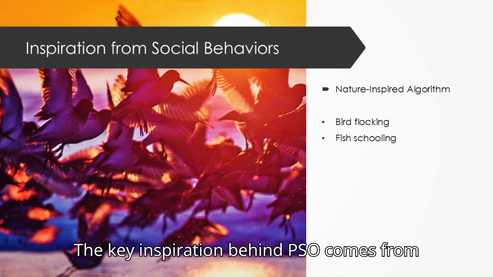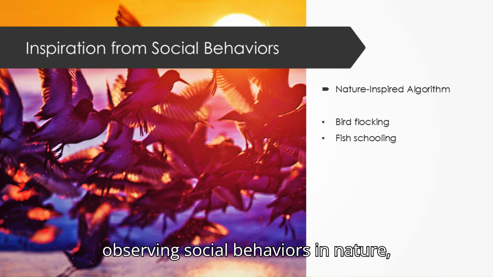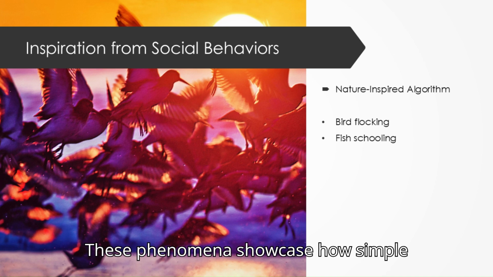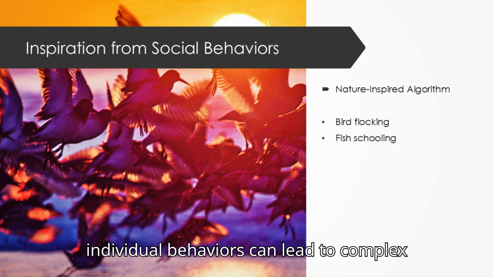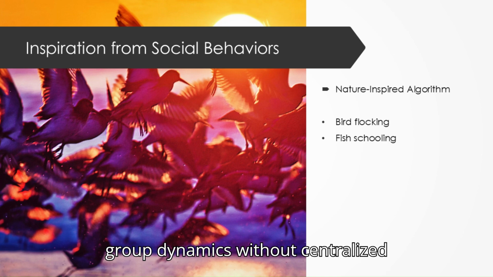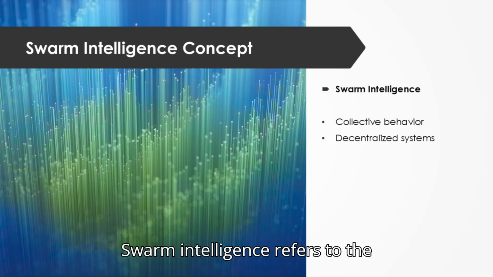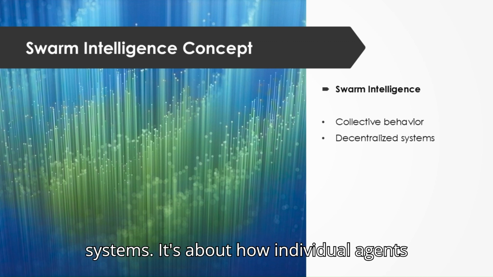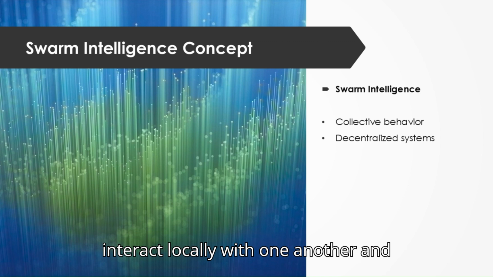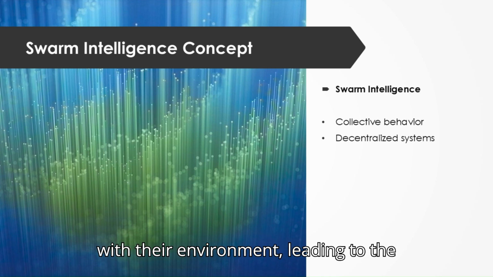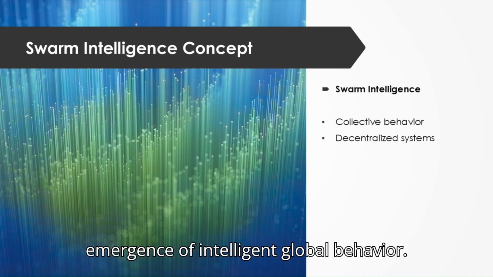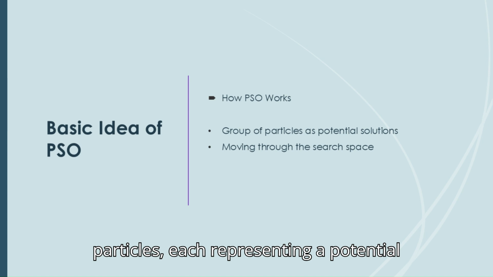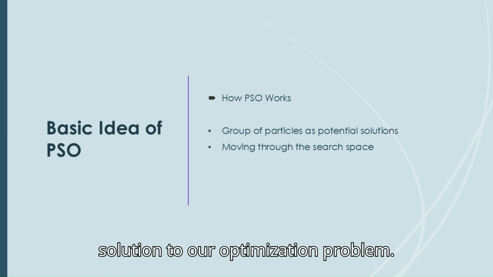The key inspiration behind PSO comes from observing social behaviors in nature, such as bird flocking and fish schooling. These phenomena showcase how simple individual behaviors can lead to complex group dynamics without centralized control. Swarm intelligence refers to the collective behavior of decentralized systems. It's about how individual agents interact locally with one another and with their environment, leading to the emergence of intelligent global behavior. In PSO, we consider a group of particles, each representing a potential solution to our optimization problem.